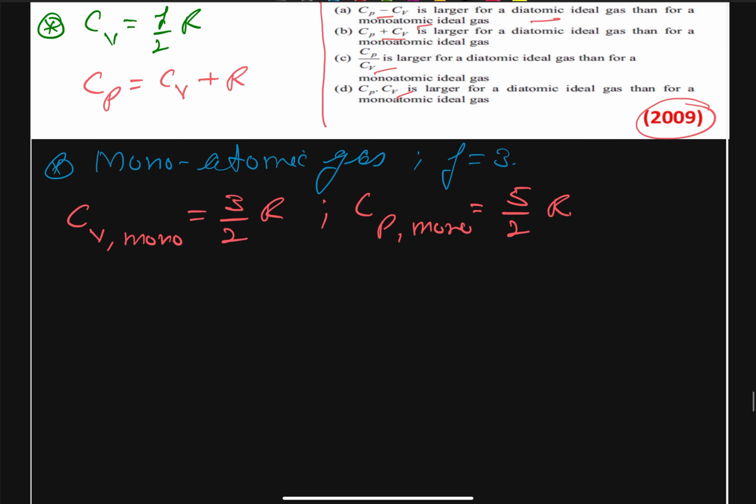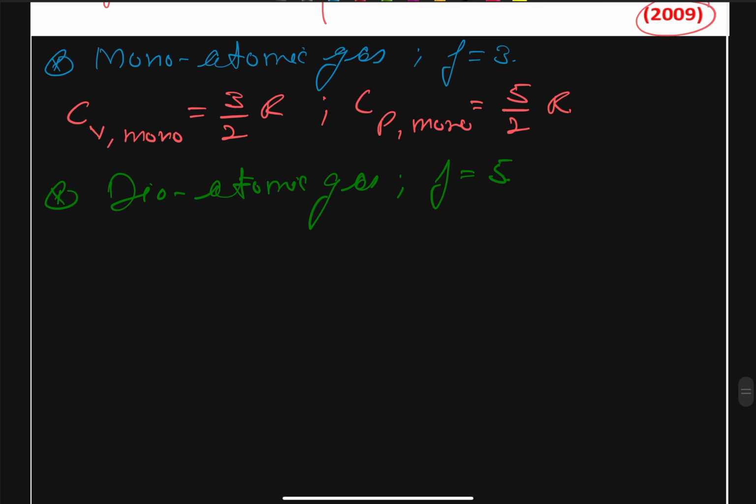And next is our diatomic. For diatomic, the degree of freedom is 5. Therefore, we can write that Cv for diatomic will be 5/2 times R, and Cp for diatomic will be equal to 7/2 times R.